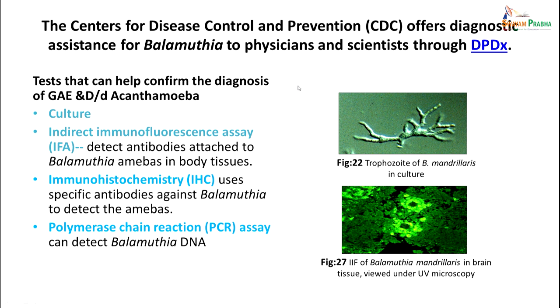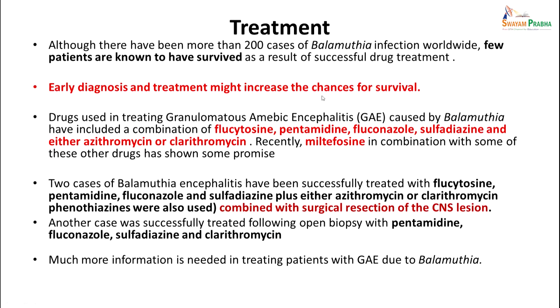Tests that can help in confirmation of the diagnosis and differentiation from Acanthamoeba could be, one, culture on Vero cell lines. Second could be indirect immunofluorescent assay, where you can detect antibodies attached to the cell surface of the organism in the brain tissue or somewhere. Or you could do a PCR assay, by which Balamuthia DNA could be detected. So these are the tests by which you could try to identify this disease.